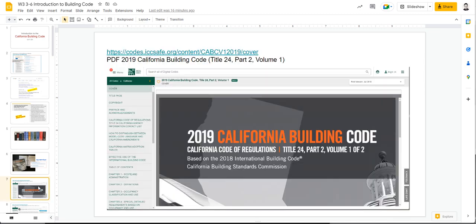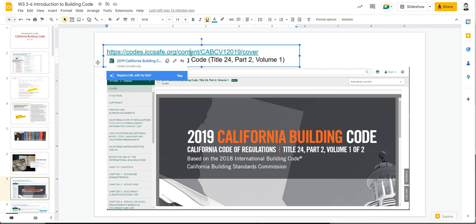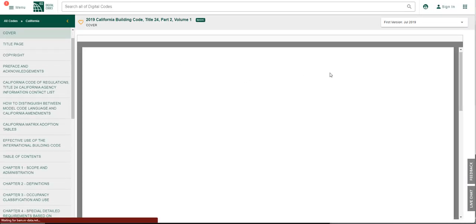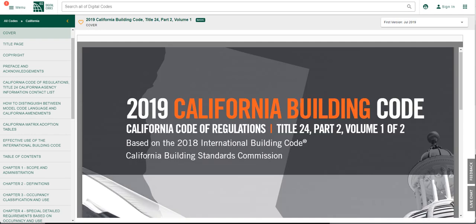So, luckily for us, the 2019 version, the last version, is accessible as a PDF from this website. If you click on this website, it will open for you a PDF of the 2019 California Building Code.